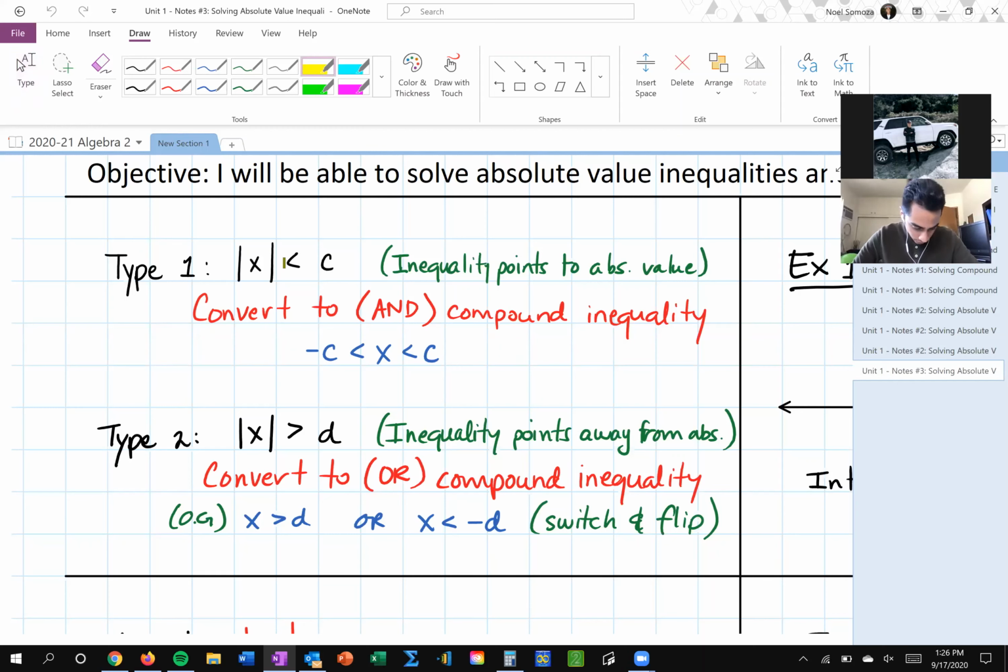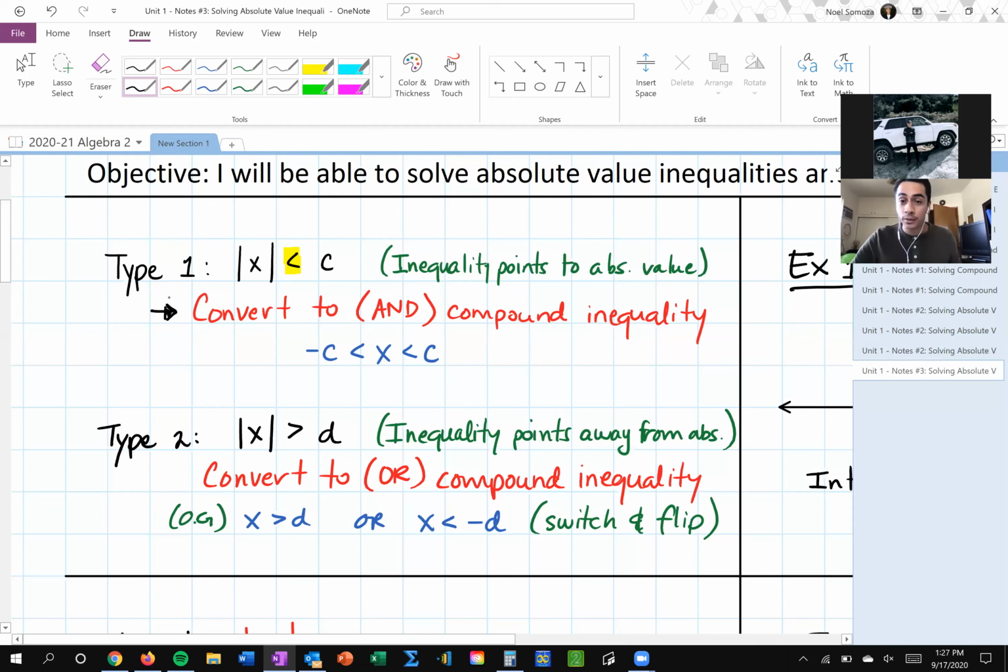So in type 1, I want you to notice right here, we have your absolute value. Absolute value is by itself. And then you have the inequality, and the inequality points towards the absolute value. It doesn't matter where the absolute value is at, left or right. What matters is where the inequality is pointing to. If the inequality points to the absolute value, the way that this one does right here, like if I made this an arrow, it's pointing to the absolute value. Therefore, this will be converted to the AND compound inequality.